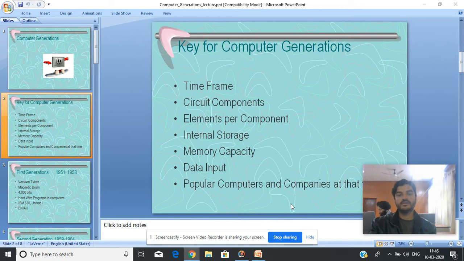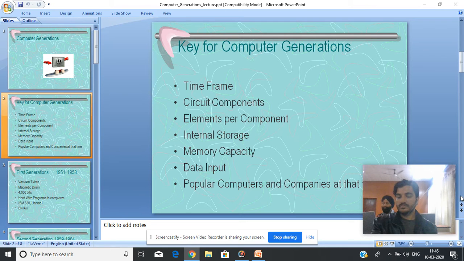Today I am going to explain various generations of computers and some important aspects for computer generations. That is time frame, time required for actual computation, circuit components, internal design of hardware, elements per component, that is every component needs hardware design, internal storage, memory capacities. As we know, various memory used in computer like RAM, ROM, hard disk. I'm going to explain in next slide briefly. Data inputs and popular companies at that times.